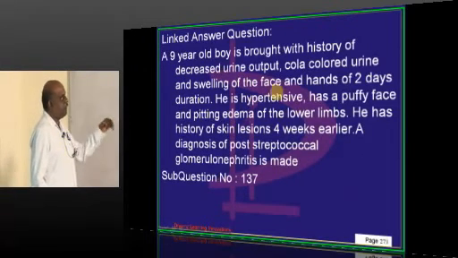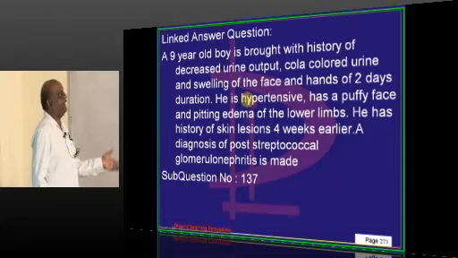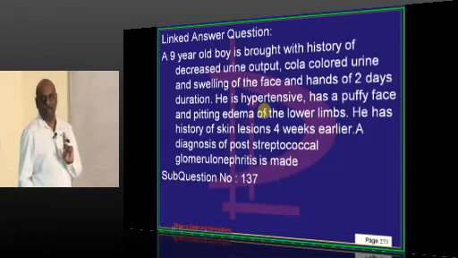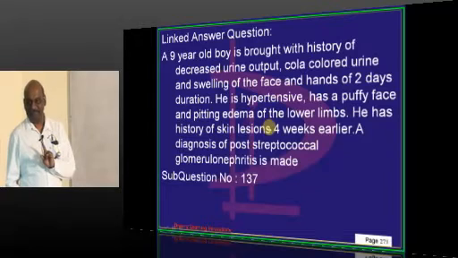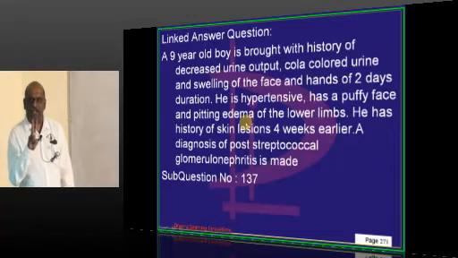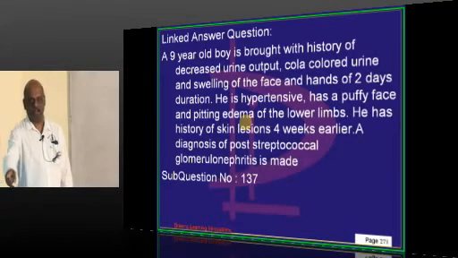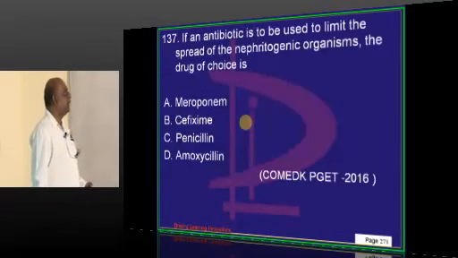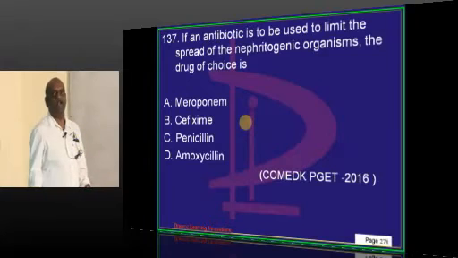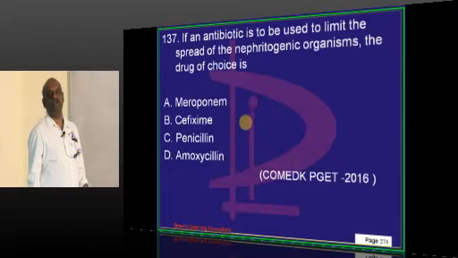A 9-year-old with decreased urine output, cola colored urine. In pediatrics we read only one topic. What is that? PSGN. Right? In pediatrics, if you go for 2 days to the ward, you will find one post-streptococcal glomerulonephritis baby sitting over there. Very common clinical condition. So now if you want to use an antibiotic in this case, what should it be?